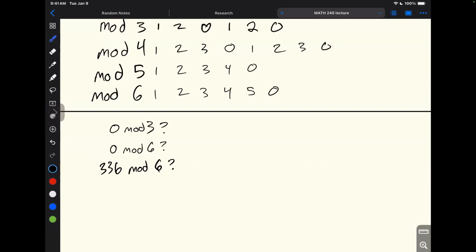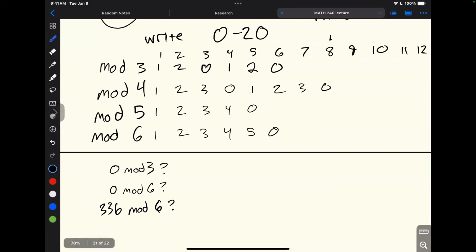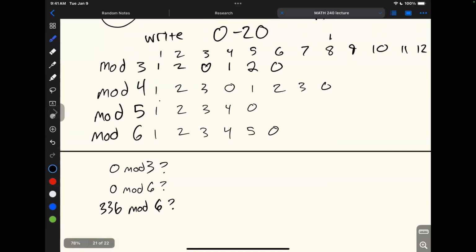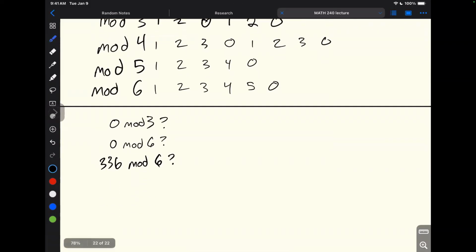Okay, so I hope that's clear where mod 4 just counts 1, 2, 3, 0, 1, 2, 3, 0, 1, 2, 3. And mod 5 goes up to 4. And so this is where the computer science perspective comes in handy, where we start counting at 0, and then 0 stands for all the multiples of that number. So what's 0 mod 3?